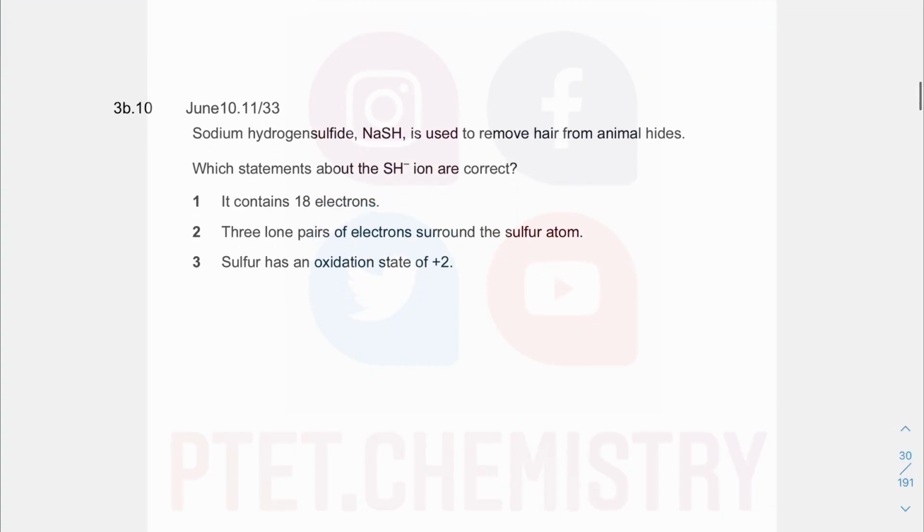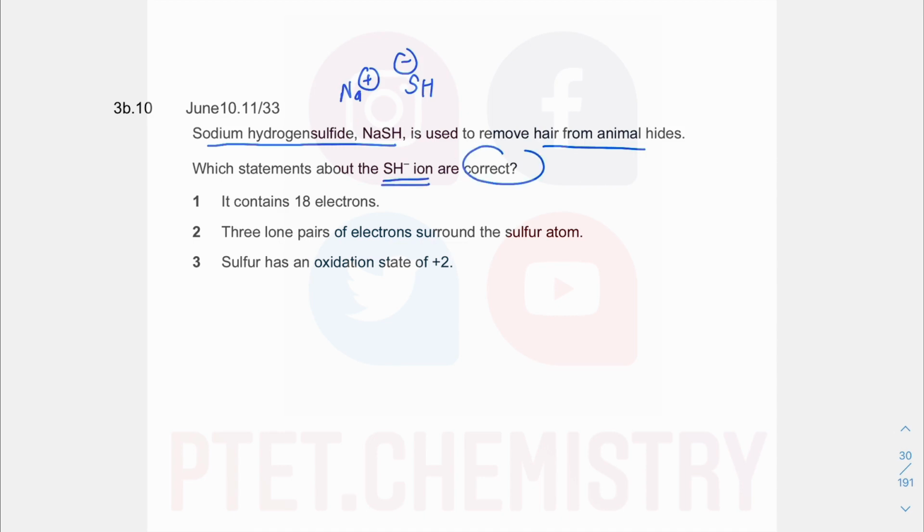This is the last question of this 5-question series on chemical structure and bonding. So we use sodium hydrogen sulfide to remove hair from animal hides. So your sodium in a compound is going to be ionic, like that. So your negative charge is on the sulfur. So which statements about the SH minus ion are correct?